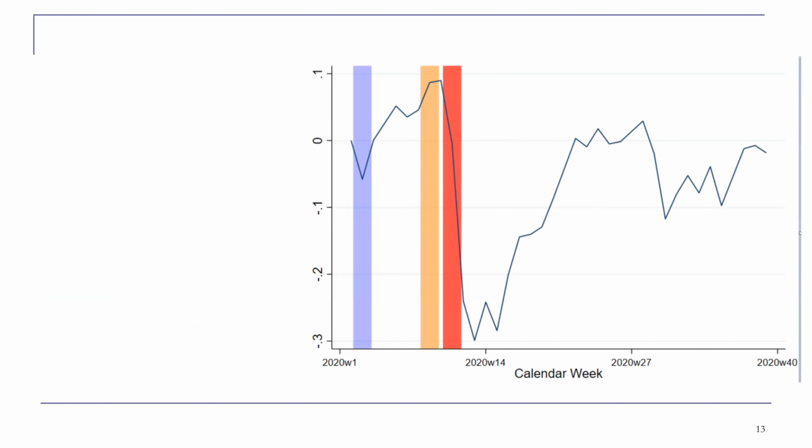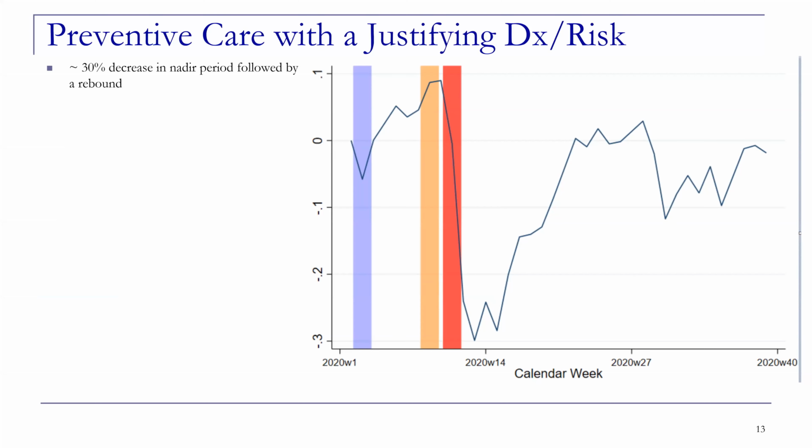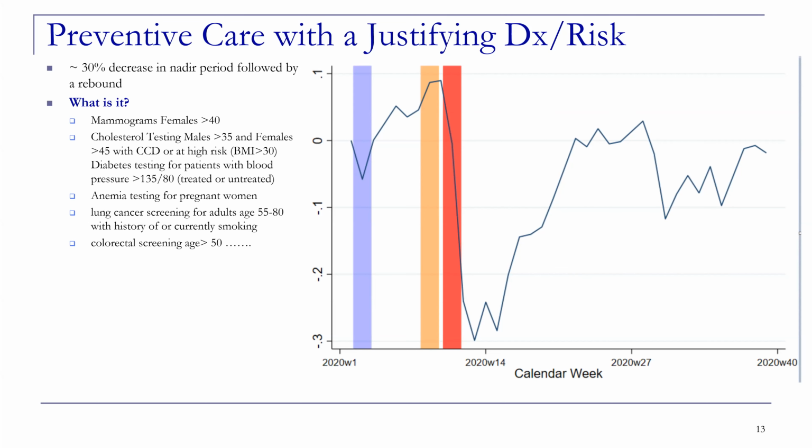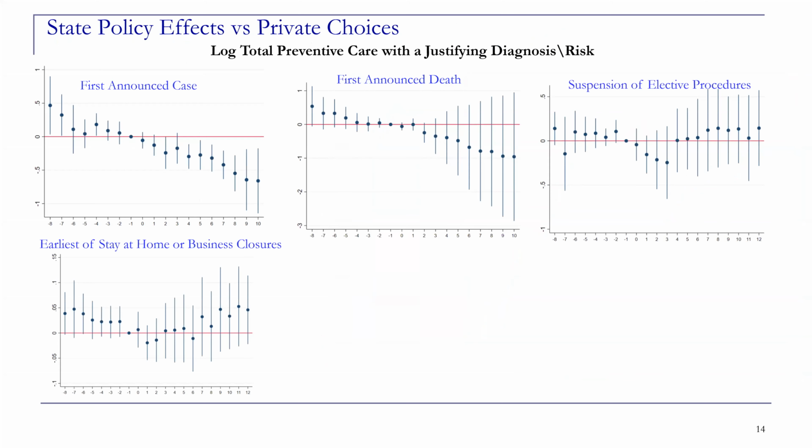Okay. So this is preventative care with a diagnosis. I list some examples here. It decreases by about 30% and then it rebounds. I'll move on. You can see that the response is really after the first case, the decrease starts to happen. Nothing from the elective procedures being suspended, although most of these preventative services are not just E&M visits, they are blood tests and they are scans.